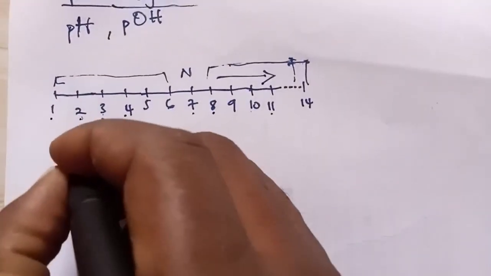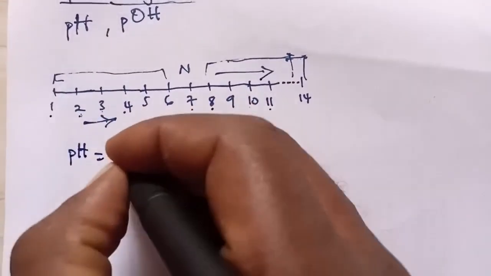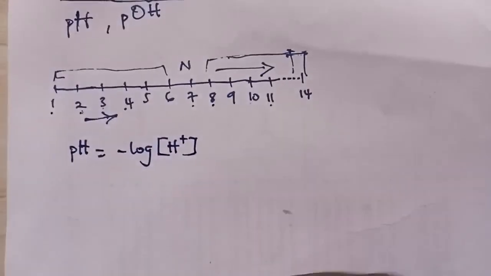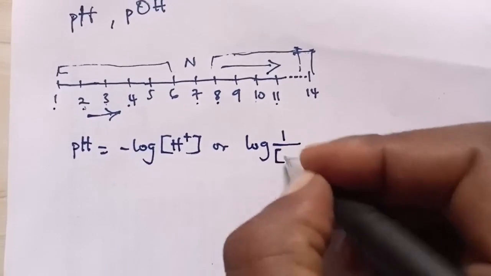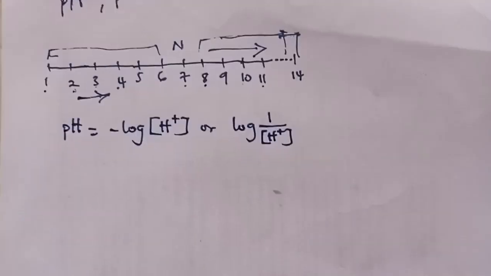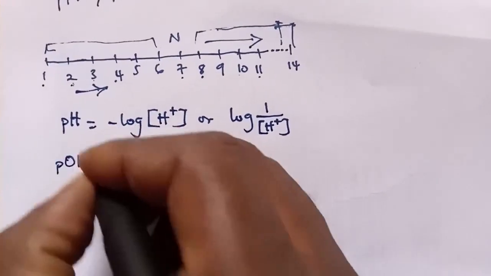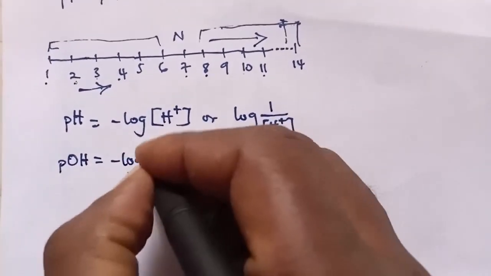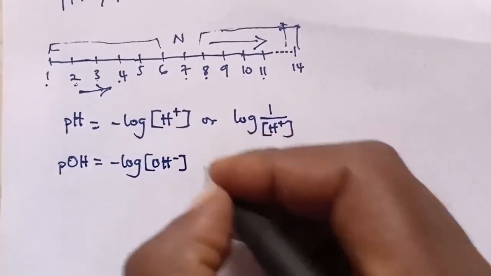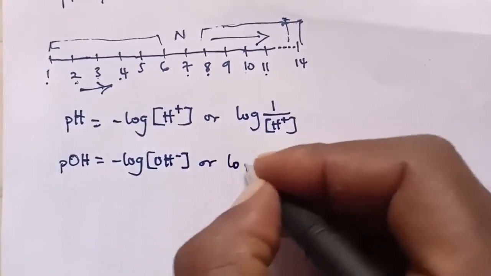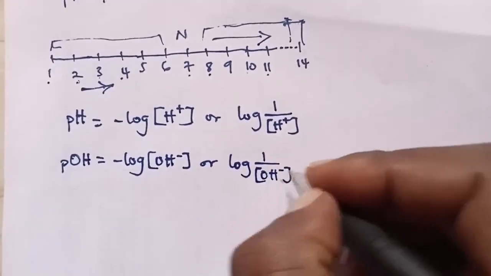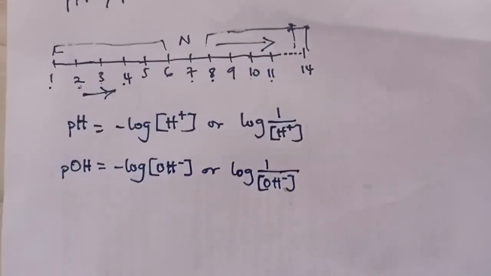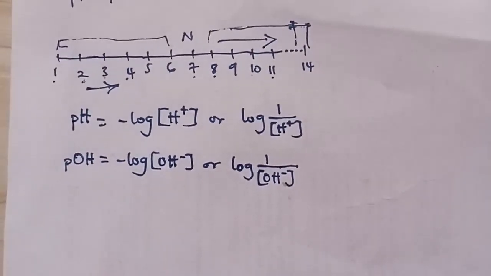That is why we say that pH is mathematically given as the negative logarithm of the concentration of hydrogen ion, or we say that it is the log of the inverse of hydrogen ion. And likewise, pOH is the negative log of the concentration of hydroxy ion, or the log of the inverse of the concentration of hydroxy ion. Before we go to calculations, let's look at one or two salt analyses.